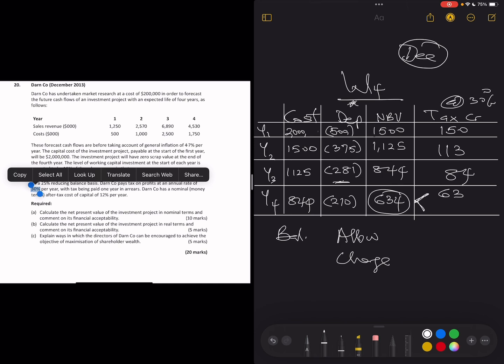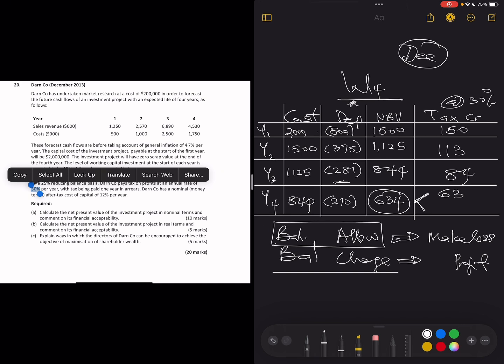Balancing allowance or balancing charge. So balancing allowance is when you make a loss, but balancing charge is when you make a profit. So you pay balancing charge, while balancing allowance is a credit. So this is a credit, and this is a payment. Which means this is negative, and this is positive.